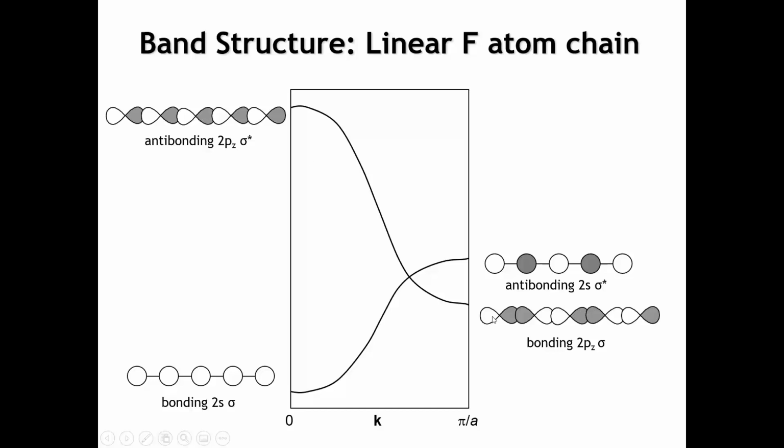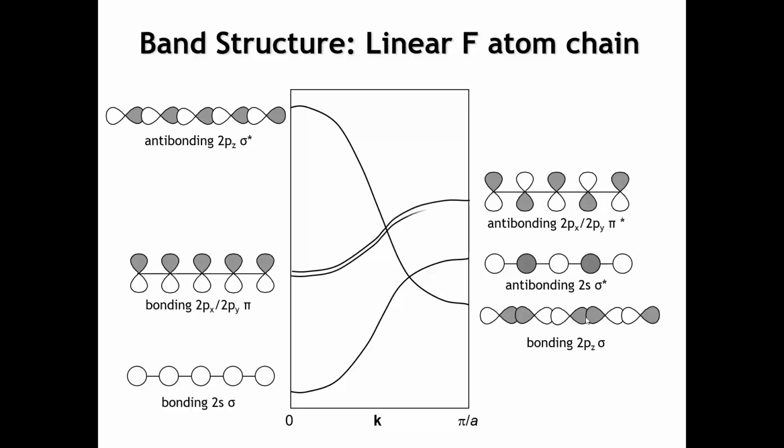And the energy of this band is going to drop as we go from k equals 0 to k equals pi over a. And at k equals pi over a, we would expect it to actually be below the antibonding 2s. Maybe with the caveat that there's actually a pretty wide energy difference between the 2s and the 2p orbitals on a fluorine atom.